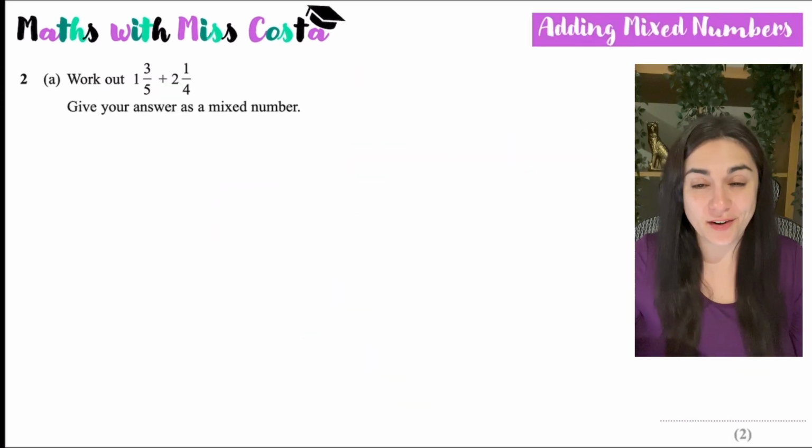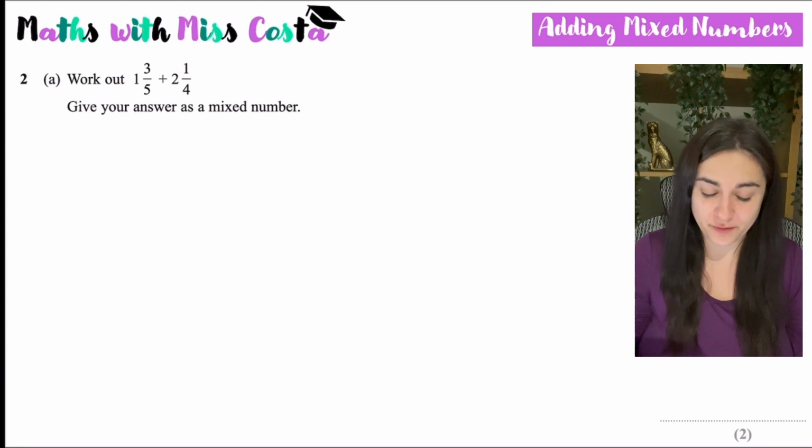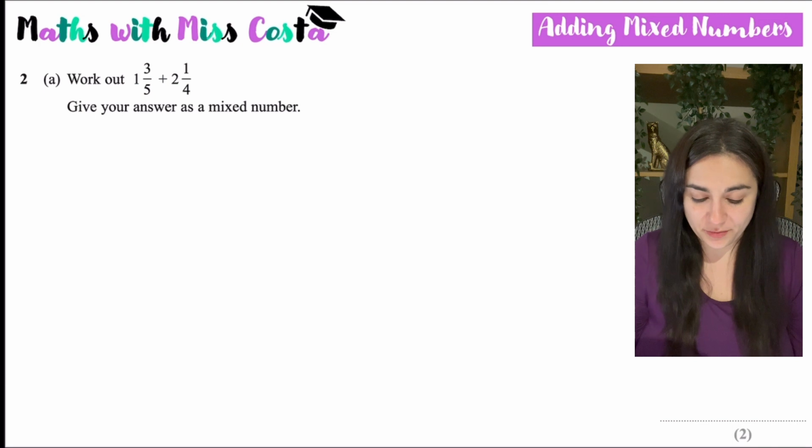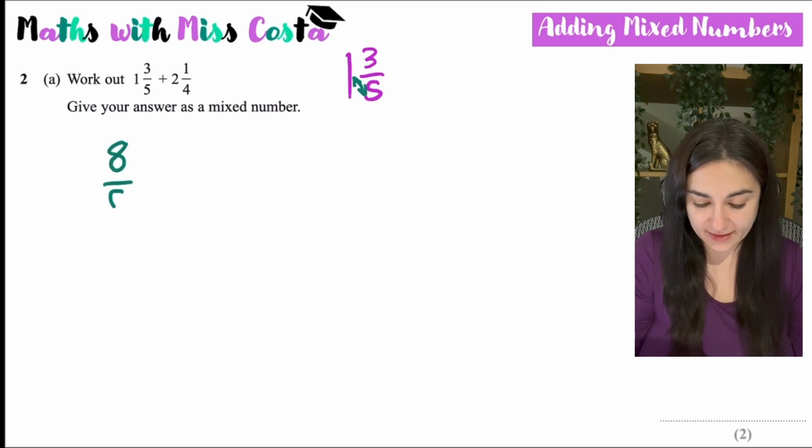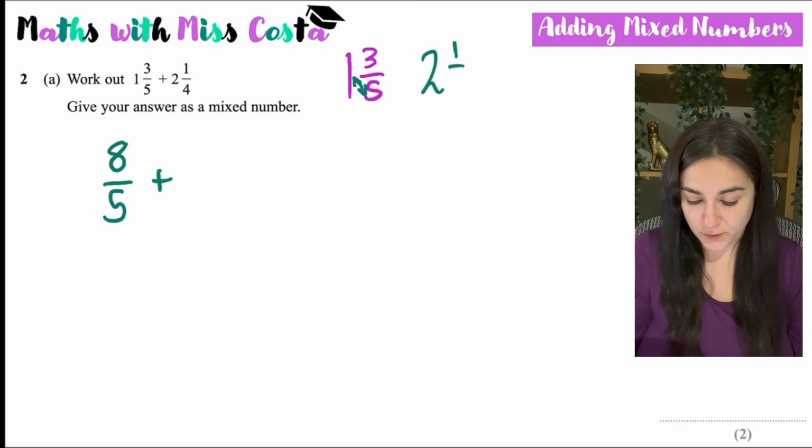And in this question, I am being asked to add some mixed numbers. So the really important thing to remember is that when you're adding mixed numbers, you're going to want to turn your fractions into improper fractions first. So 1 3/5, to turn it into an improper fraction, I multiply the denominator by the 1, so 5 times 1, and add on 3. So that would become 8/5. And then for 2 1/4, I would multiply 4 times 2, which is 8, add on the 1, so that's 9/4. Okay, so now I've got them both into improper fractions.